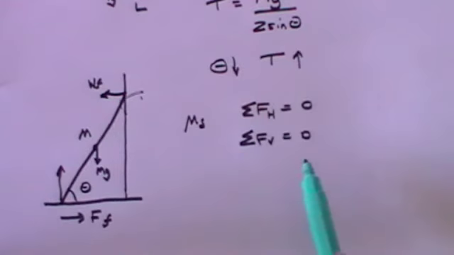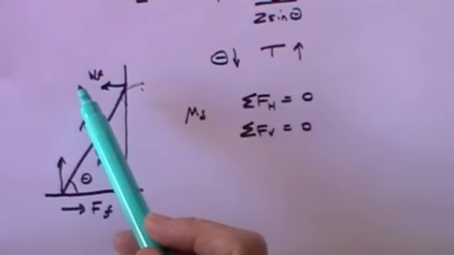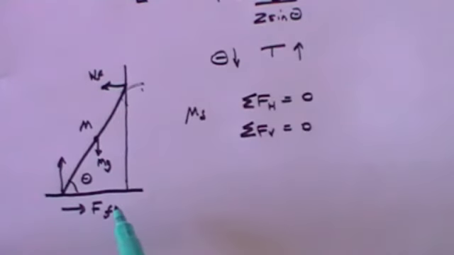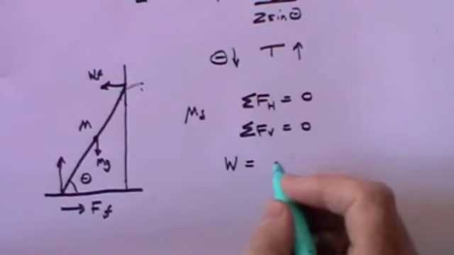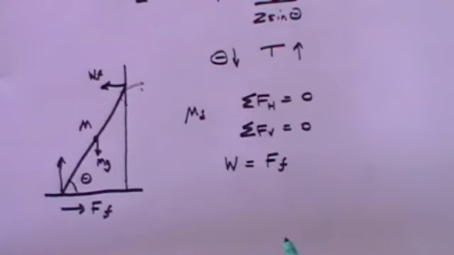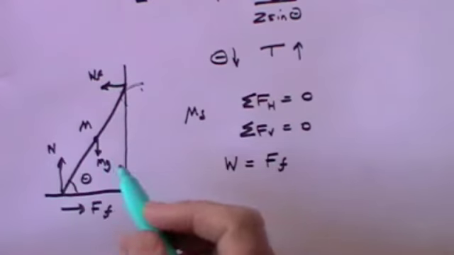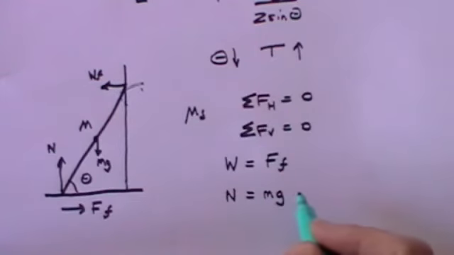Well, what have we got as forces in the horizontal direction? We've got W, the force from the wall, moving in that direction and the frictional force acting in that direction. And if there's to be no movement, those two must be equal. So we've got that W is equal to FF, the frictional force. What about the vertical direction? We've got mg in this direction and we've got a normal force in this direction. And if there's to be no movement, the two must be equal. So N must equal mg.